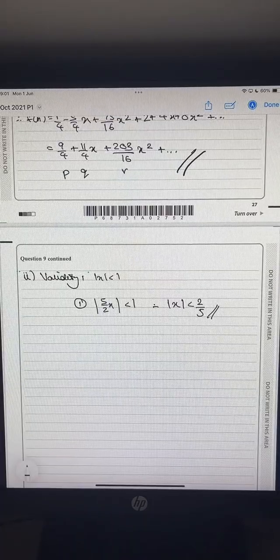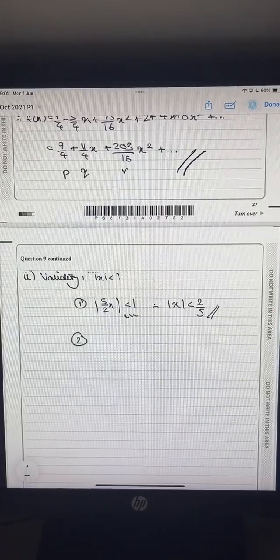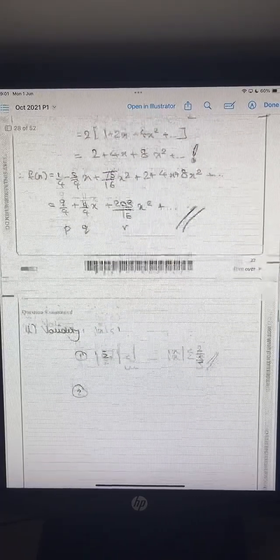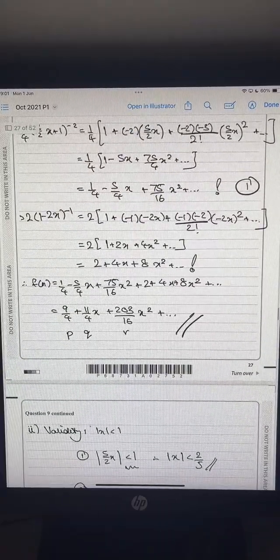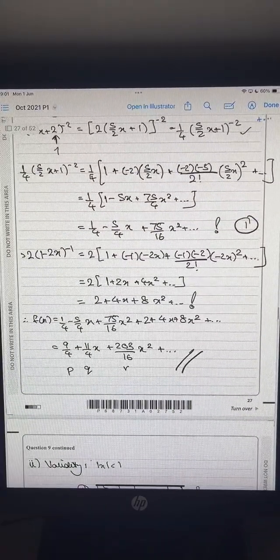So it still complies with this less than 1 bit, as Aiden pointed out. But for my second one, I've got two different binomial expansions going on here, and we need it to be valid for both. So I need to find what's the smallest validity range there.